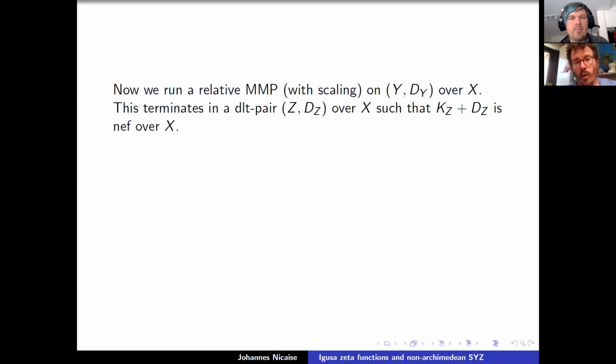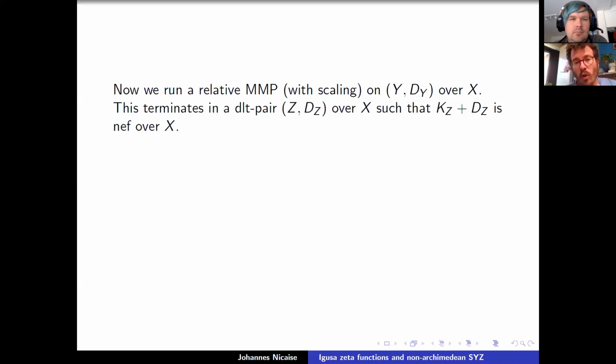And so now we run a relative minimal model program with scaling on the pair consisting of the variety Y and the divisor D_Y, relative over X. So every step of the MMP will actually be a birational map of schemes over X. So if you don't know exactly what this means, well, I hope that the argument I'm going to give will still make sense to you nevertheless. The point of running this MMP is that we transform the pair (Y, D_Y) into a new pair (Z, D_Z), which still lives over the scheme X.